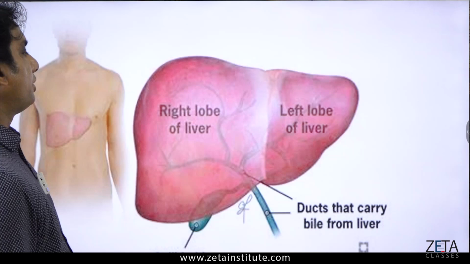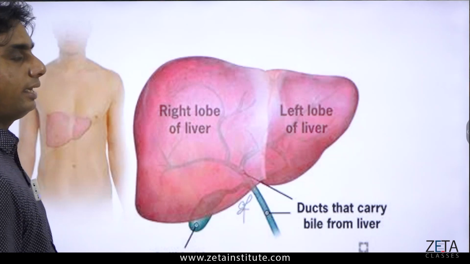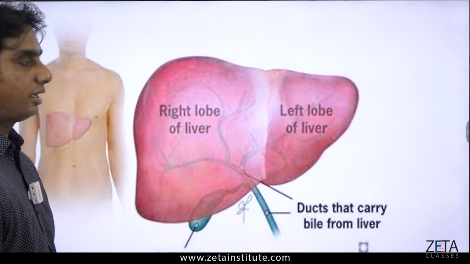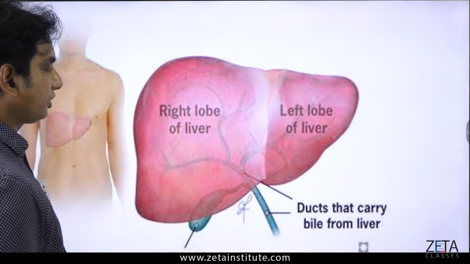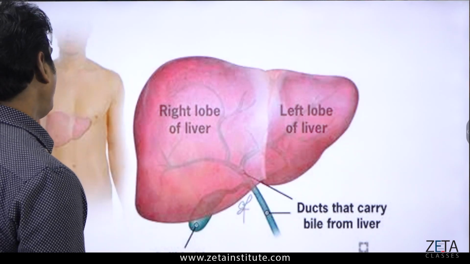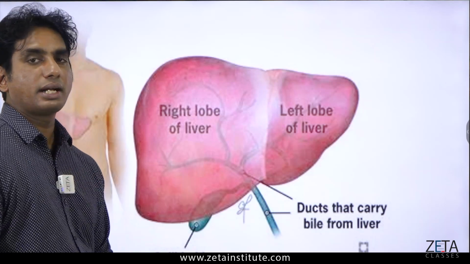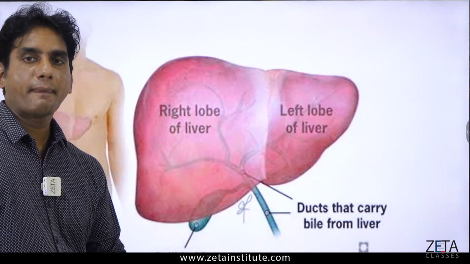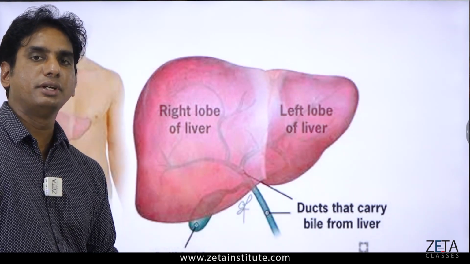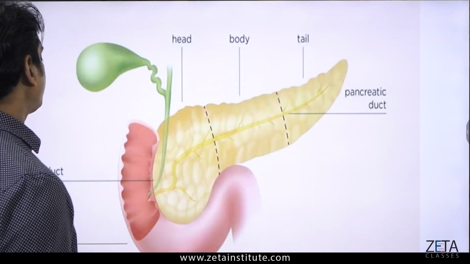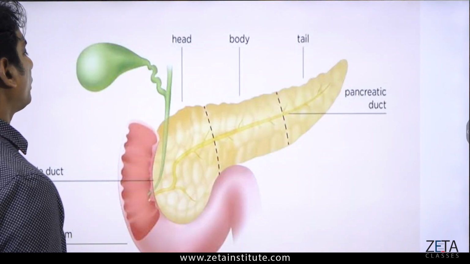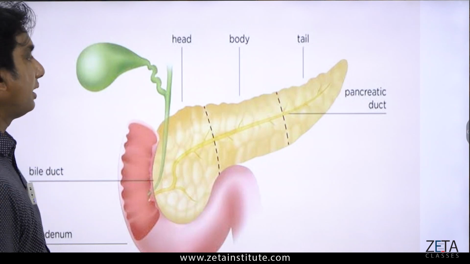The liver is divided into two lobes, in which it has to produce or secrete bile. So bile is secreted by the liver mostly. The pancreas has a small role. The gallbladder is situated right next to the lobes of the liver, and the gallbladder has the function of storing excess bile.